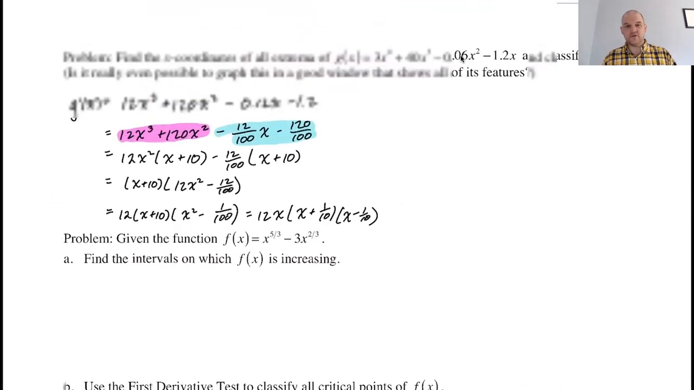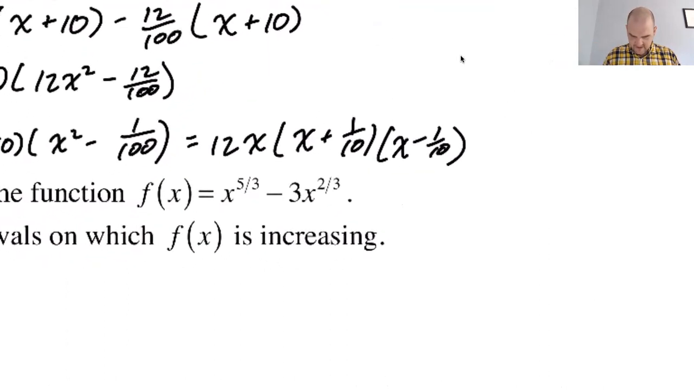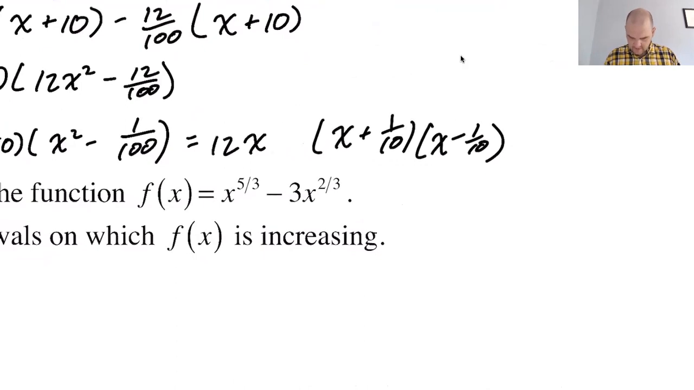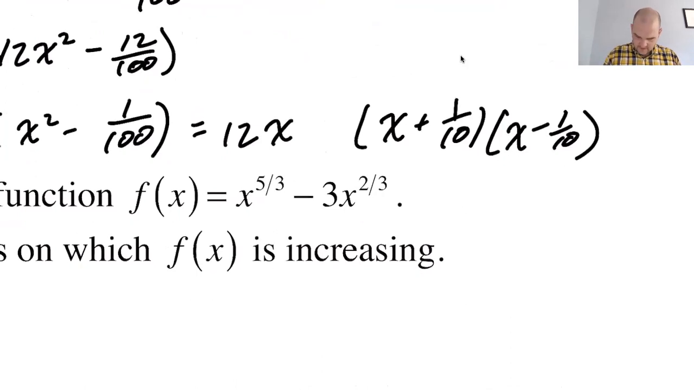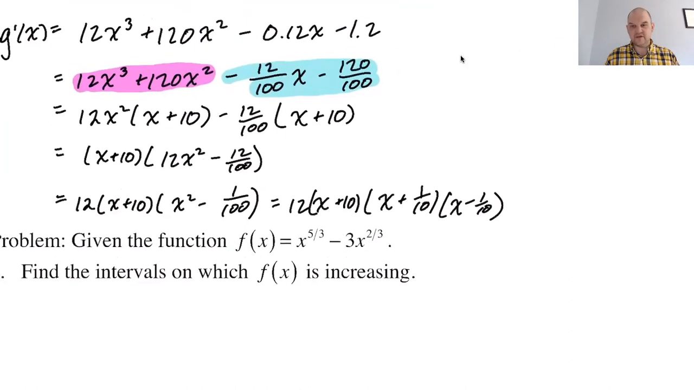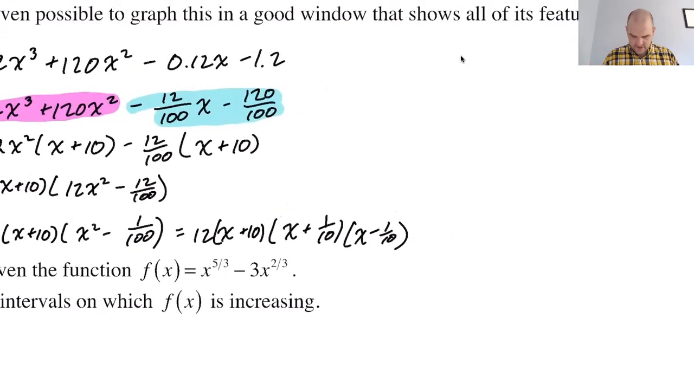Now I understand the question a little better about whether it's possible to graph it with all the features in the same window. Probably not, because of the scale of the critical points. Oh man, I wrote it wrong. This is supposed to be x plus 10, so plus 10 in parentheses. If you're just scrubbing through the videos, you'll never even know I messed that up. Great.